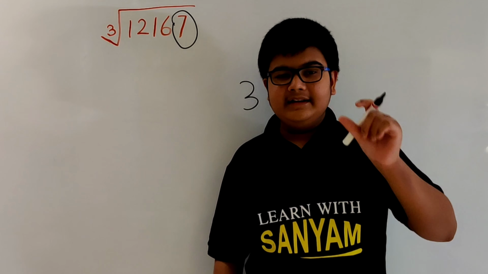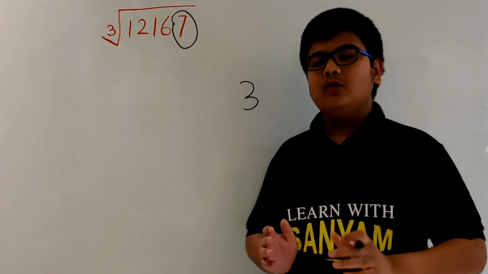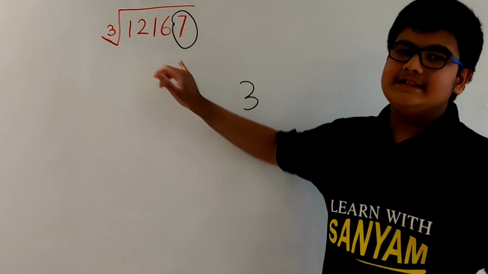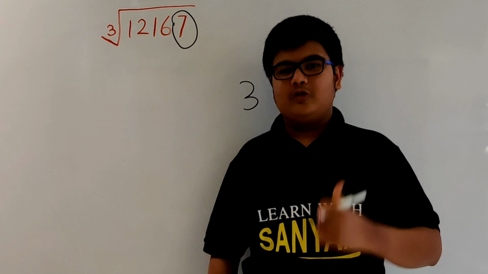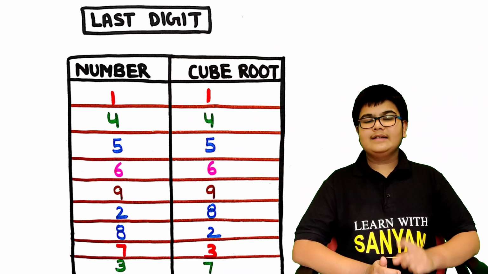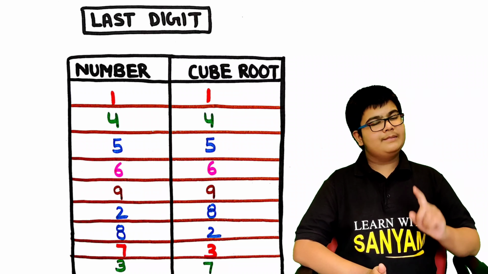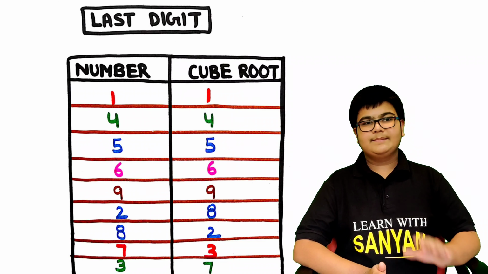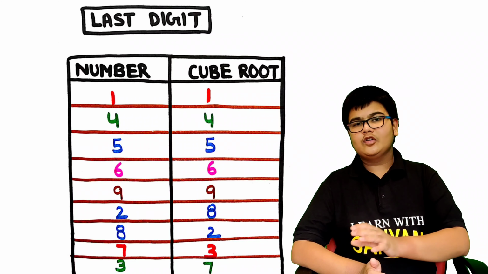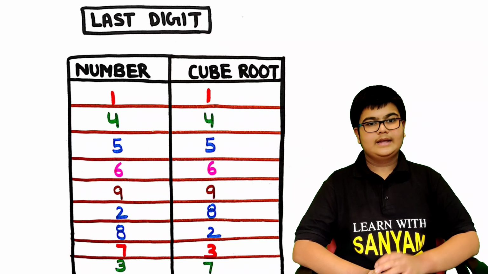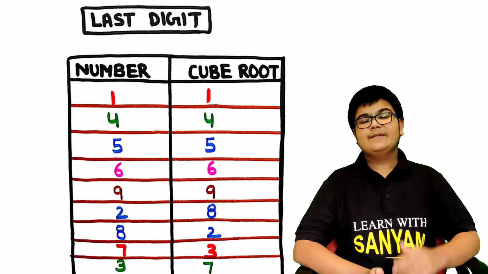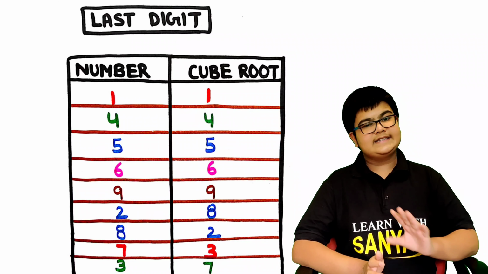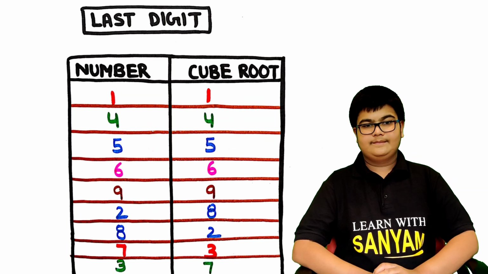We have an entire table for finding the last digit of the cube root where the last digit of the number is given. So here I am telling you about it. When the last digit of the number is 1, the last digit of the cube root will be 1. When it is 4, for the cube root also the last digit will be 4. Similarly, when it is 5, 6 and 9, the last digit of the cube root will remain the same, and it will be 5, 6 and 9.